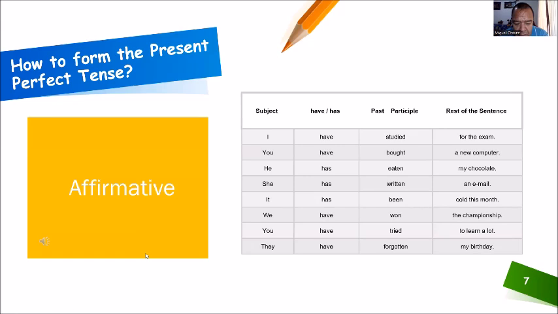I have studied for the exam. You have bought a new computer. He has eaten my chocolate. She has written an email. It has been cold this month. We have won the championship. You have tried to learn a lot. They have forgotten my birthday.